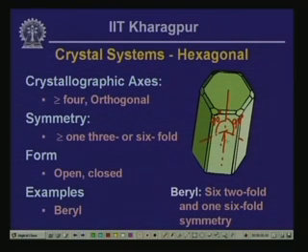That is not to say that the angle between the set of crystallographic axes in the horizontal plane are also going to be 90 degrees. They are going to be, in this case, inclined to each other at 60 degree angles. Now, this type of crystal could again be open or closed.